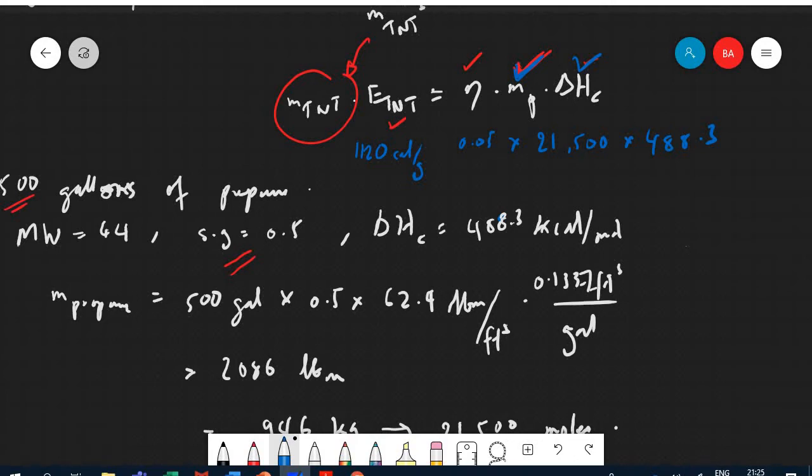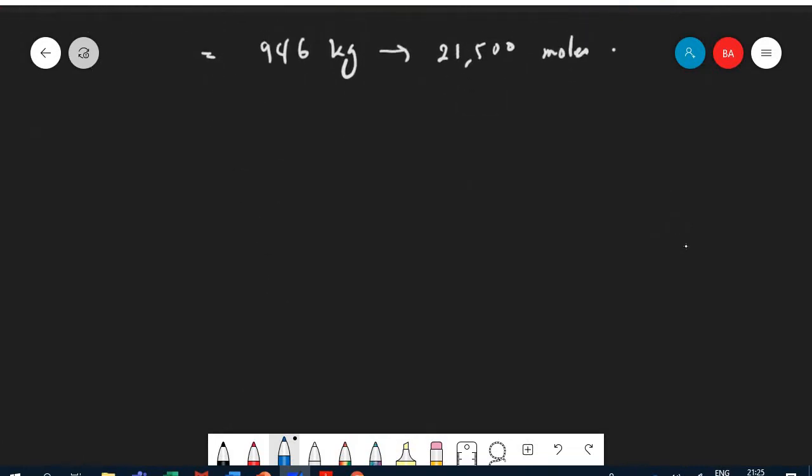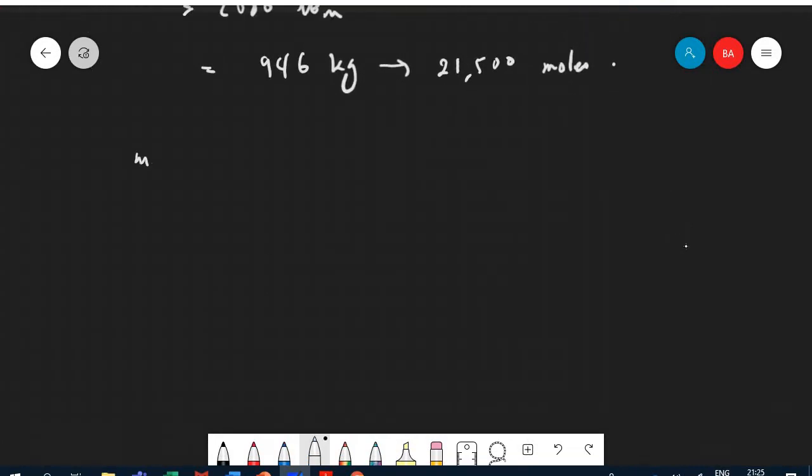Okay, so if you solve for it, the only unknown that we have for MTNT is the mass of TNT, the equivalent mass of TNT, which will be 4.69 times 10 to the power 5. That is that much grams of TNT. Great. So what did we say? We wanted to get this MTNT.